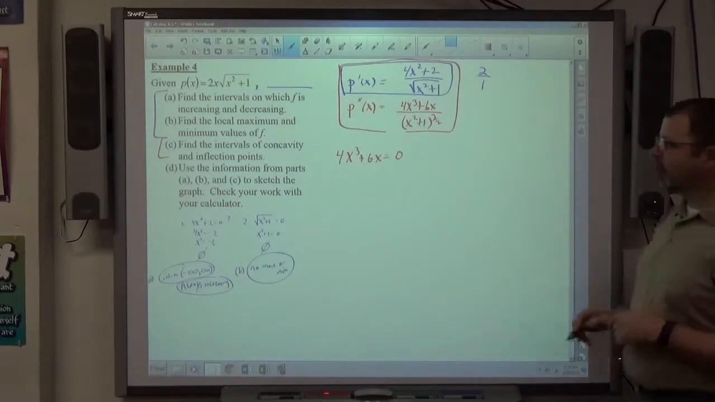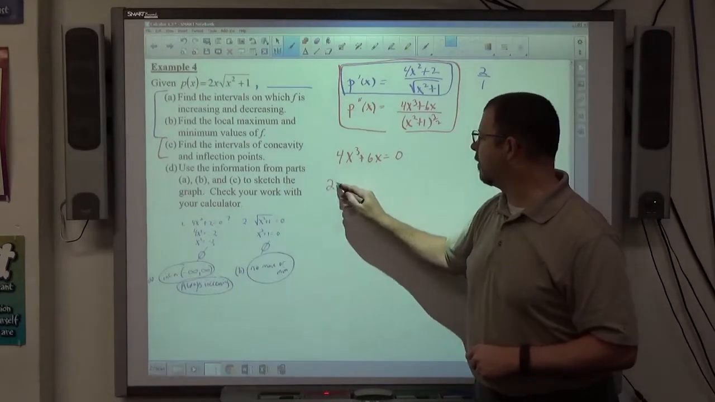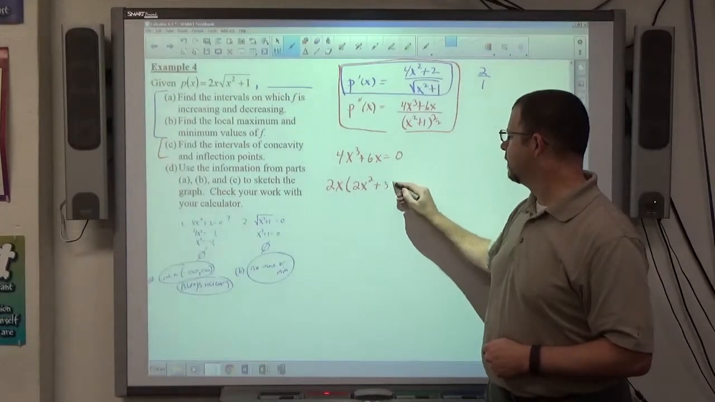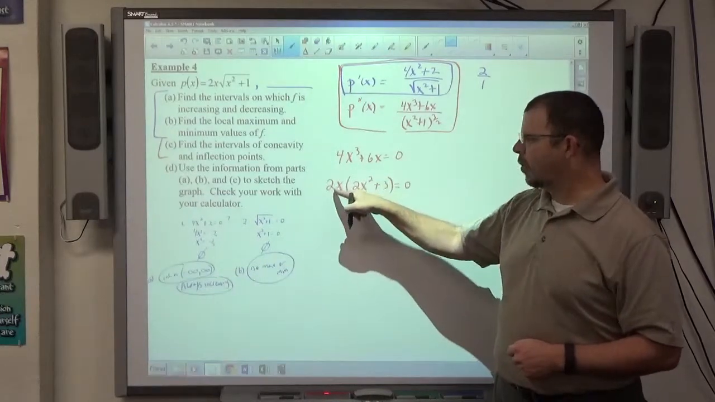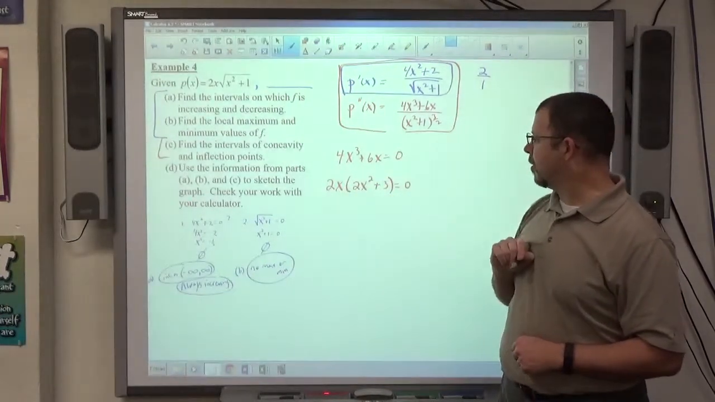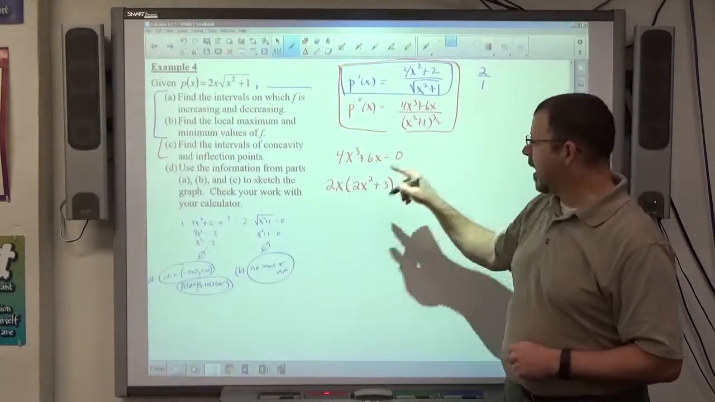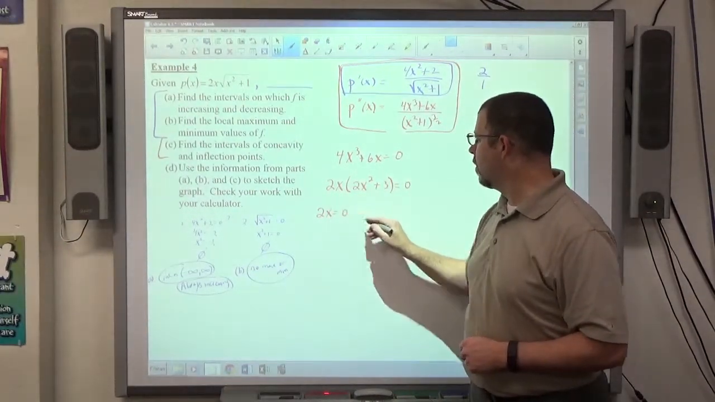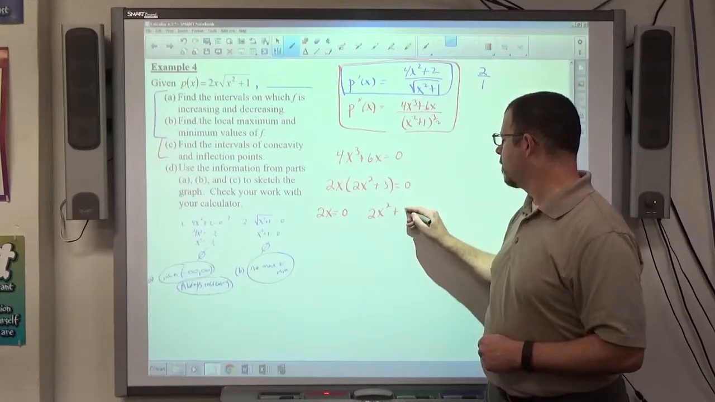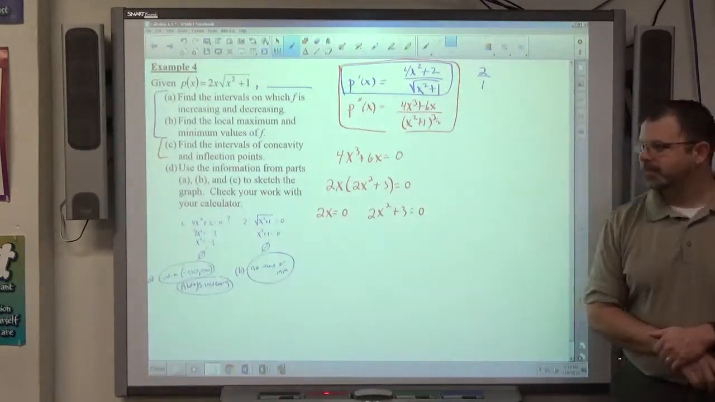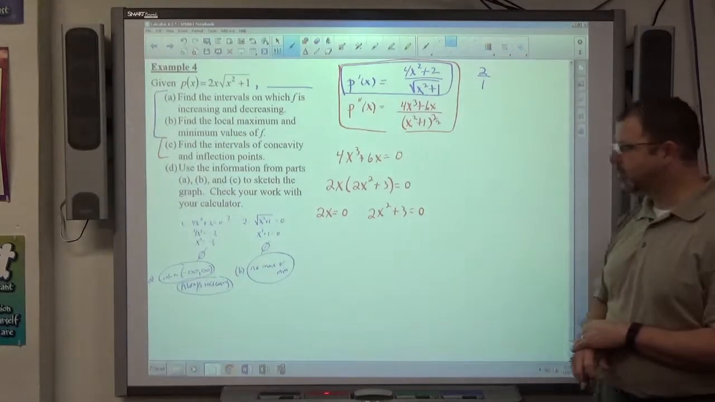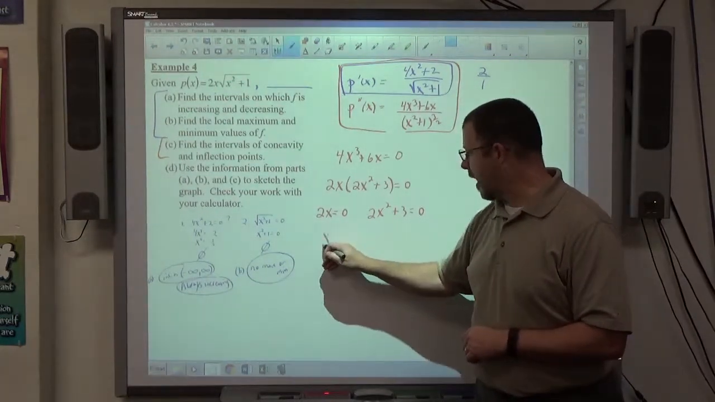If I try and solve this, I can take a 2x out of the expression, right? So that gets me 2x squared plus 3. 2x is the greatest common factor. 2x squared plus 3 is left over. At this point, I have a factor equal to 0, so either factor 1 equals 0 or factor 2 equals 0. All right. When does 2x equal 0? When x equals 0.